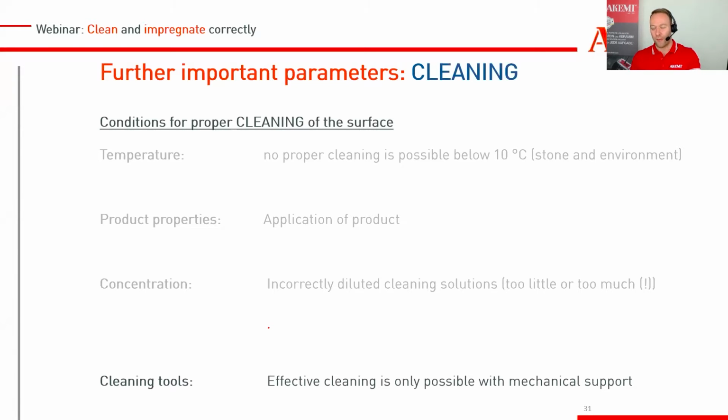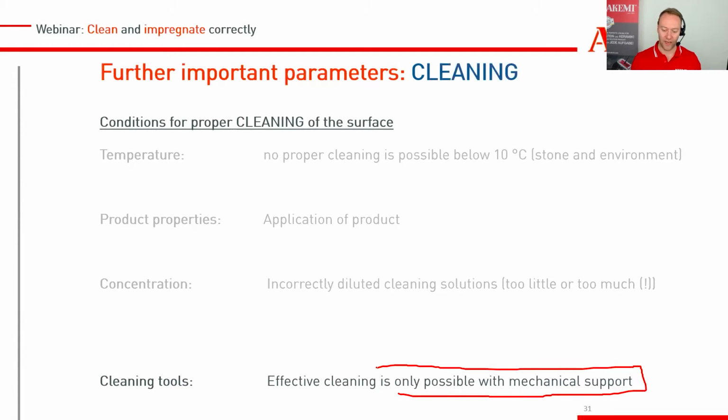Good. Now we have had everything in mind. Temperature is good. The application properties we have studied on our label. We have done the right mock-up area, sample area. We have figured the right dilution. So now we need also a proper application tool, because usually on hard stains, mechanical support is always necessary and also increases the cleaning result. And you need less cleaner, you are faster, and you get a perfect result when you support your cleaning process with a mechanical tool.